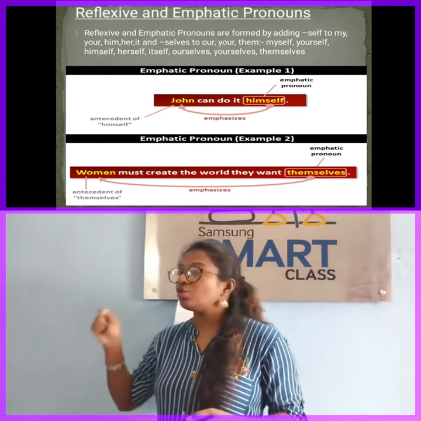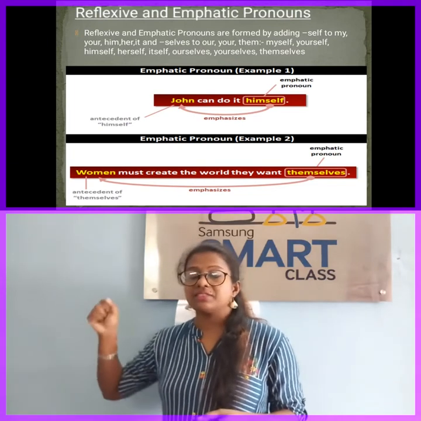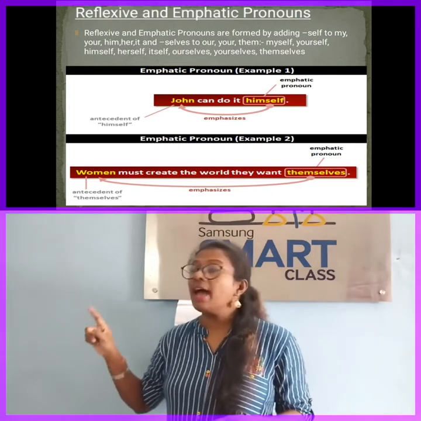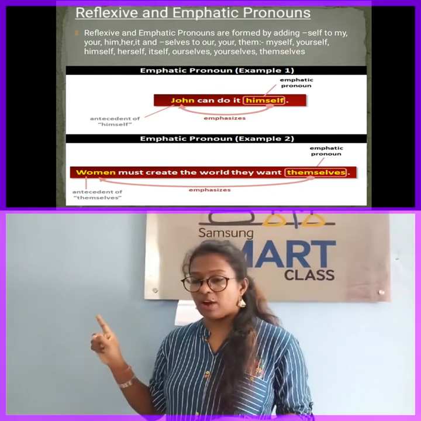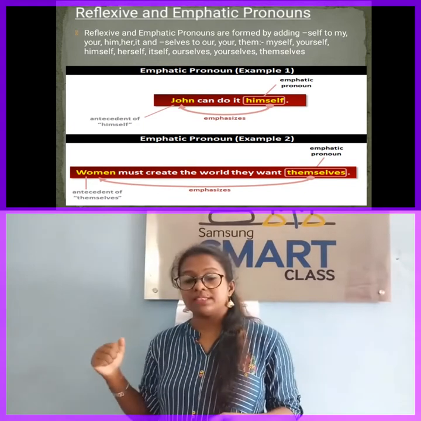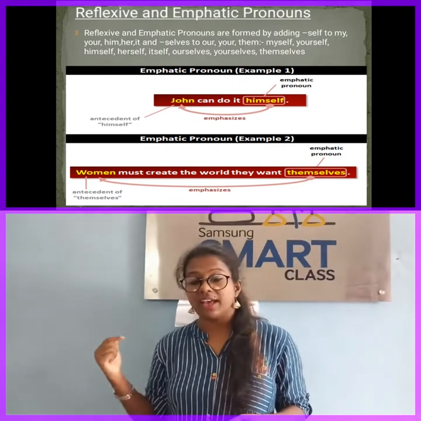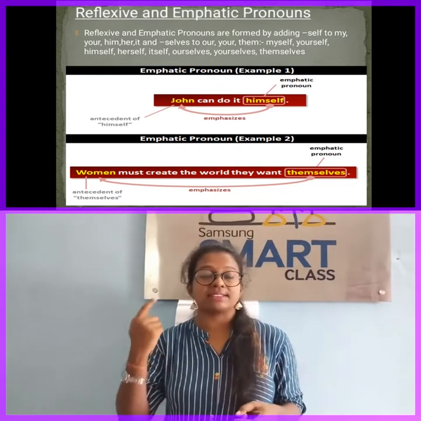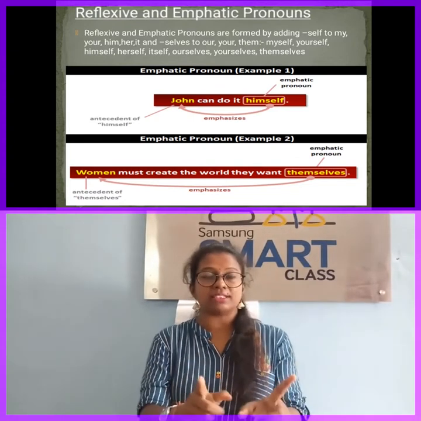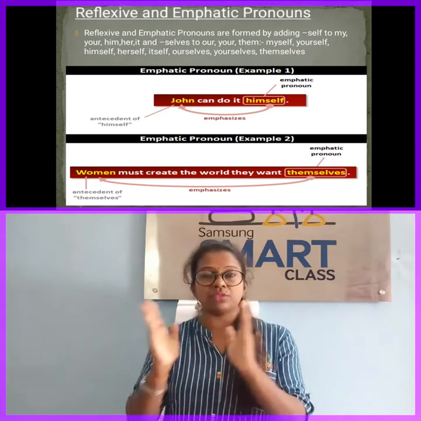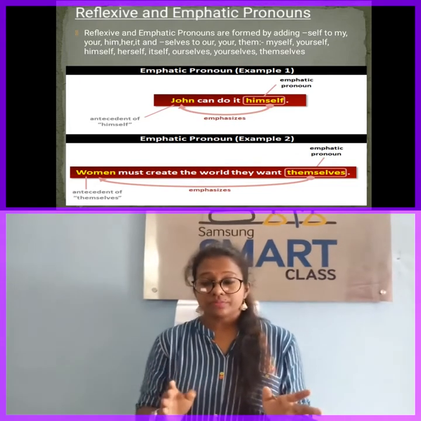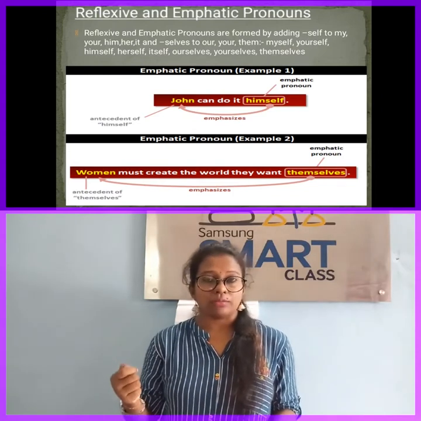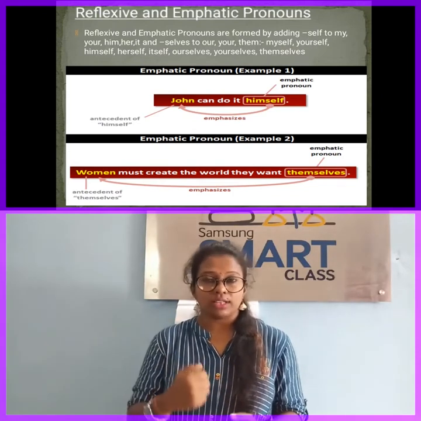Himself, because John can do it himself, it's giving emphasis on the person, that is John. So himself refers to the reflexive and emphatic pronoun. Next we are coming to the examples, that is, women must create the world they want themselves. So here the antecedent of themselves is the women. It talks about the women. Themselves refers to the women. So themselves is the emphatic pronoun because it's giving emphasis on the women.